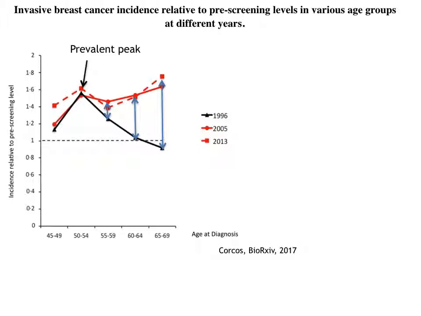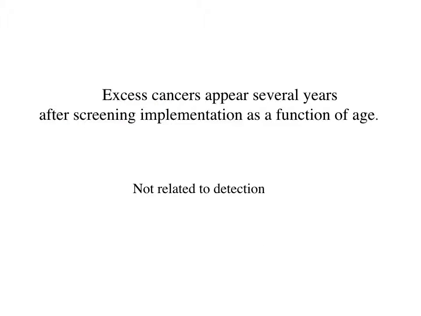However, after 1996, excess cancers appear as a direct function of age. This cannot be explained by a better detection between 1996 and 2005, as there is no change after 1996 in the 50-54 age group. So we can conclude that excess cancers appear several years after screening implementation as a function of age, and this is not related to detection.